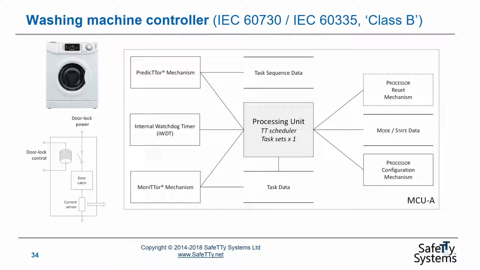In the case of our washing machine, this is a Class B design. It's safety related. We could probably develop this quite happily using a single microcontroller running a time-triggered software architecture as illustrated on the screen here. We call this a correlator platform. It includes mechanisms for checking the task sequence, for checking the task execution time, and it also includes support for an internal watchdog timer. So there's a single microcontroller in this example running a TT software architecture, and this is our first TT system.